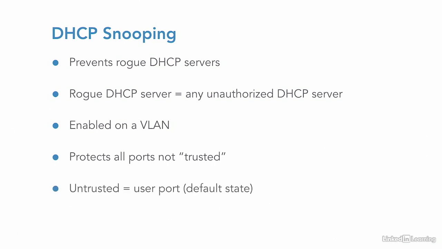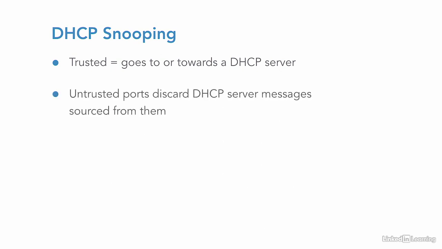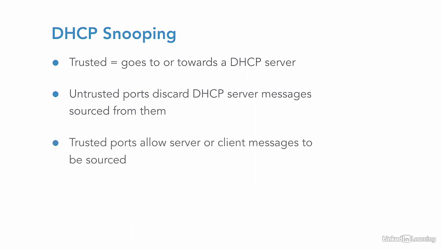An untrusted port is going to be one facing end users, which is the default state, while a trusted port is going to be either the port that connects directly to the DHCP server or an uplink to another switch or router that terminates the DHCP server. In short, untrusted ports will discard any packets that would normally be sourced from a DHCP server, so only DHCP client requests will be allowed. On trusted ports, either client or server packets can be sent.